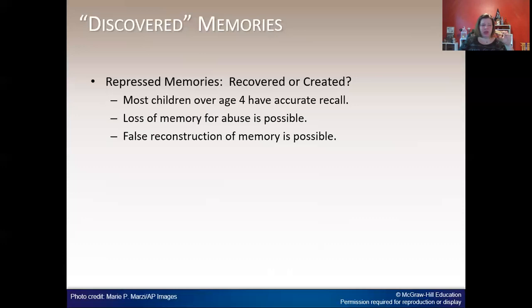Is false reconstruction possible? Absolutely. Again, even if we're over 4, even as an adult, if all you can remember is point A and then point B, sometimes we fill in the blanks. We don't necessarily mean to, but sometimes that's just the way the brain does.